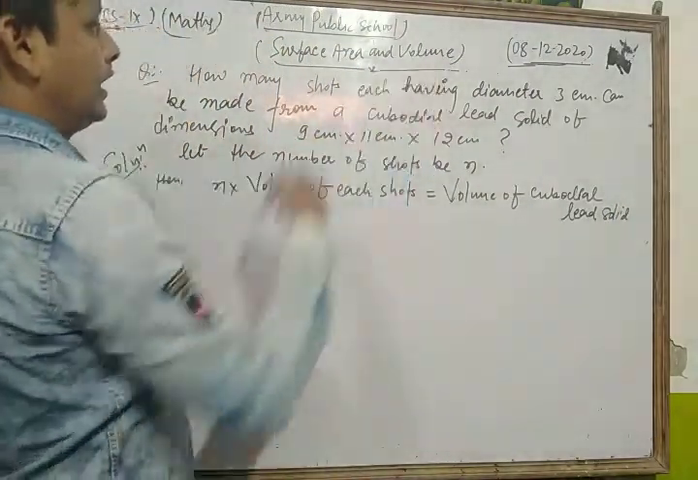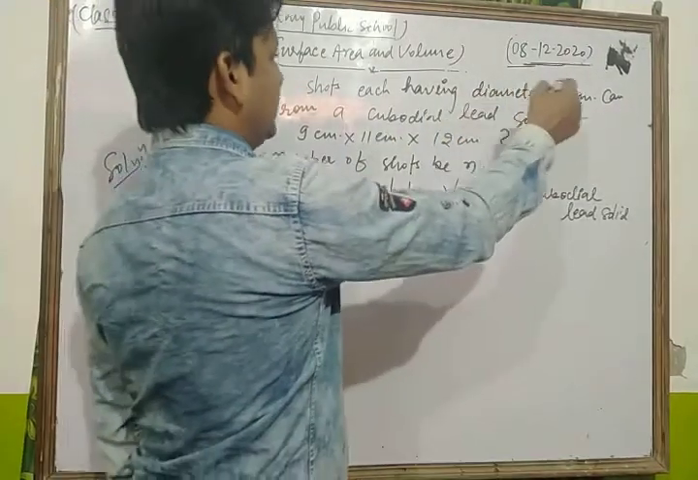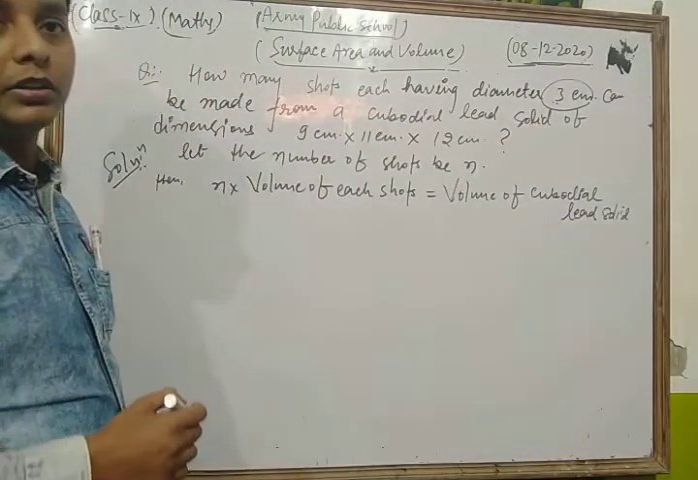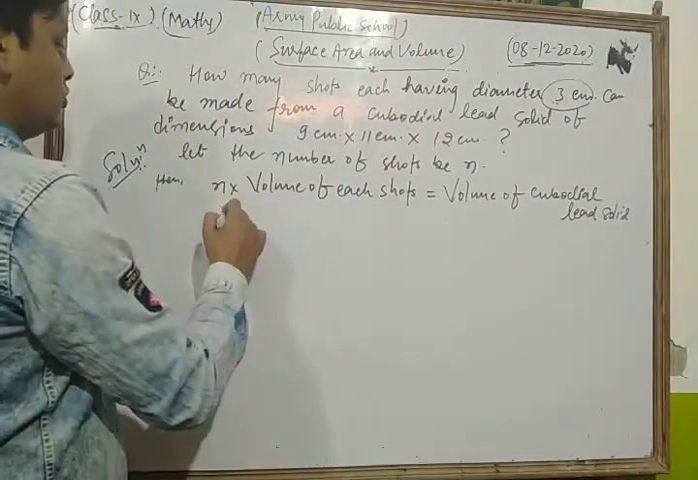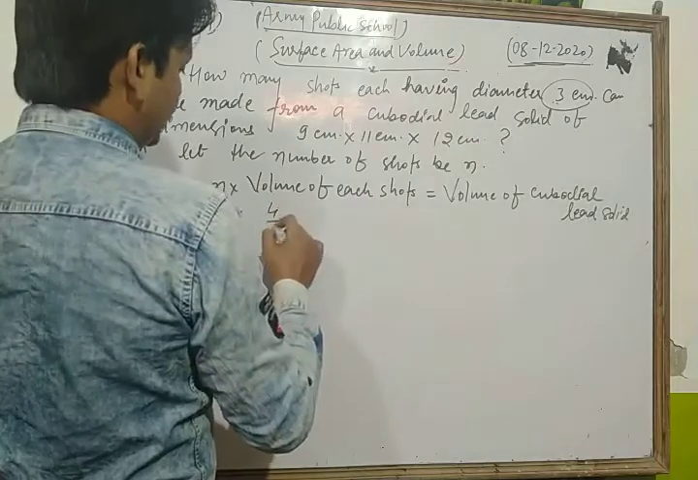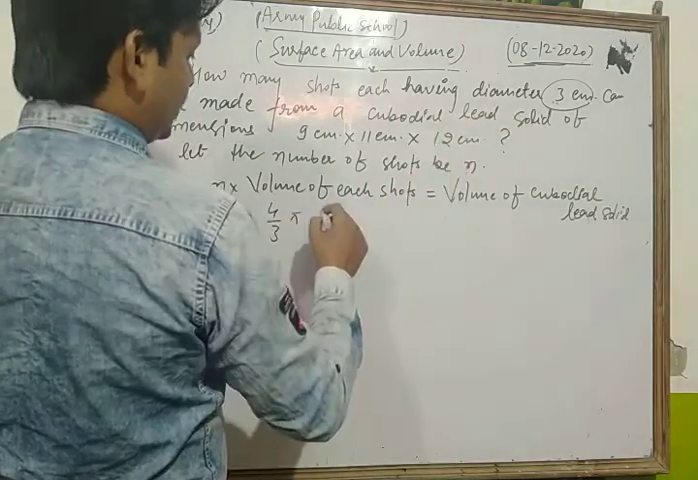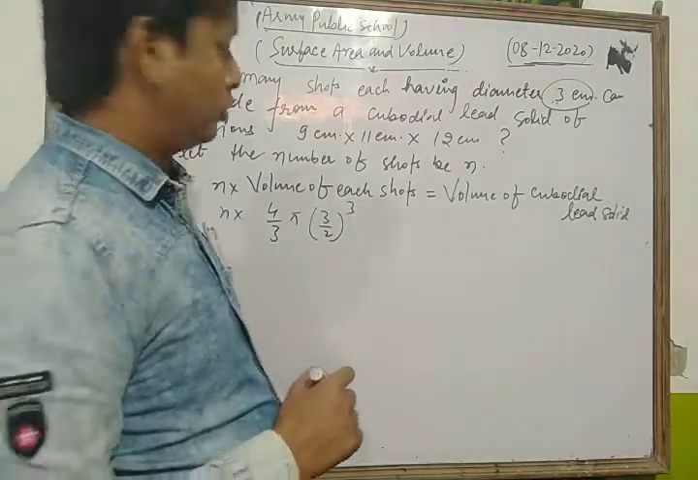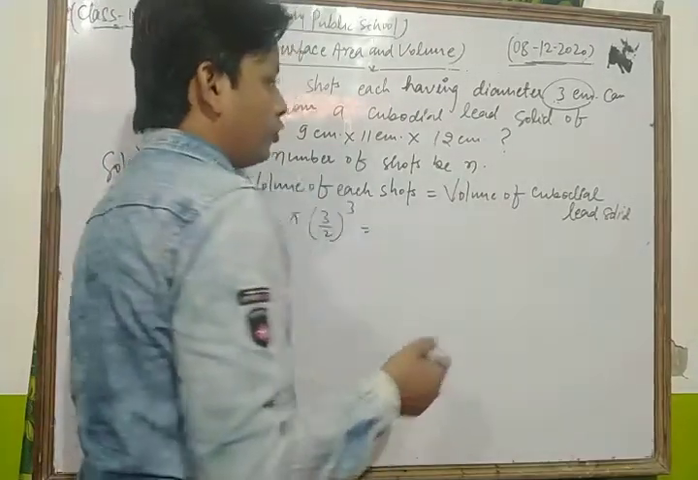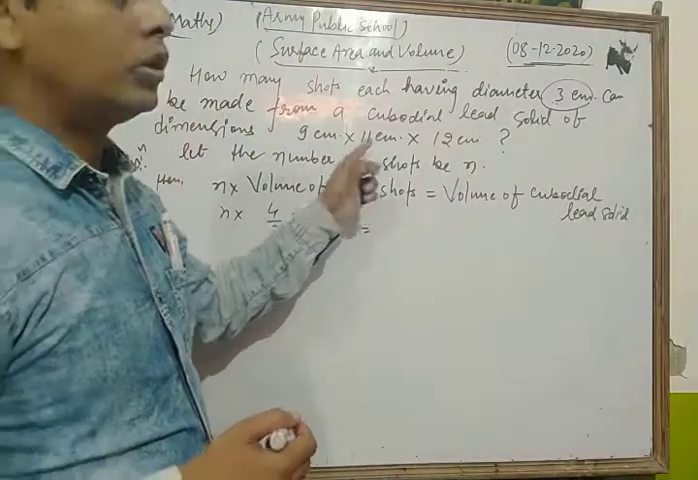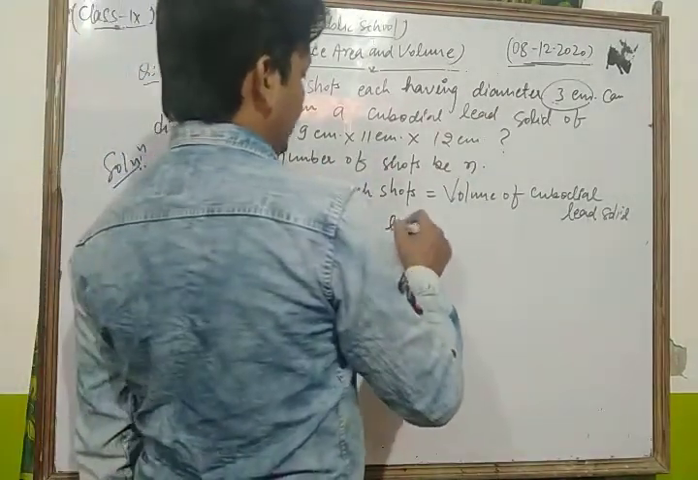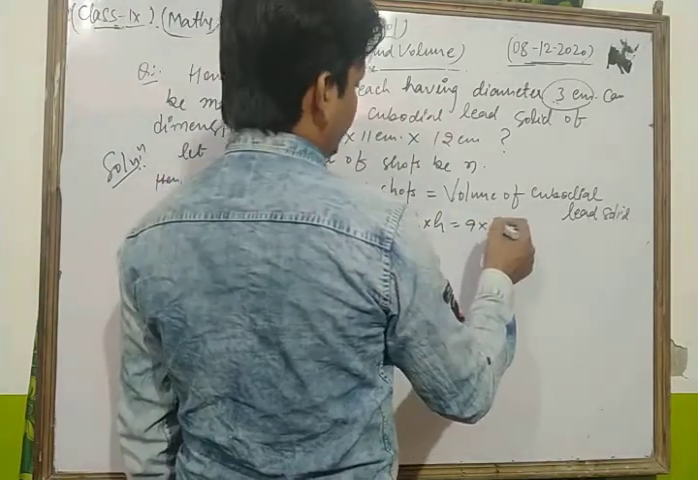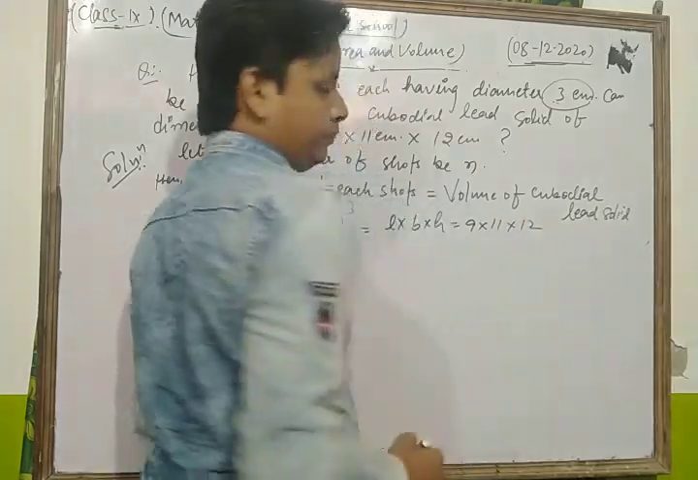Now we put the values. In that question, the diameter of each shot is 3 centimeters, so their radius will be 3 by 2. So n into volume of each shot, which is 4 by 3 pi r cube, where r is 3 by 2 whole cube, is equal to volume of cuboidal solid, that means length into breadth into height. Here L is 9, B is 11, H is 12, so 9 into 11 into 12.